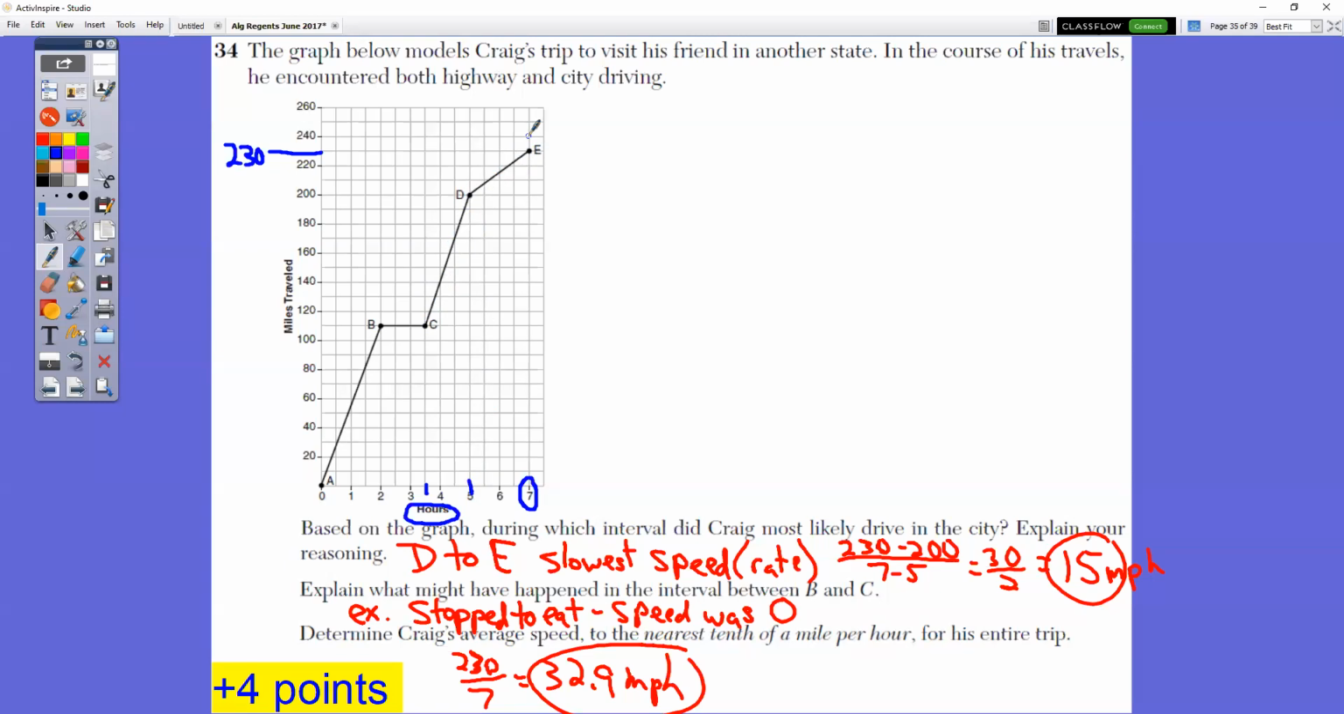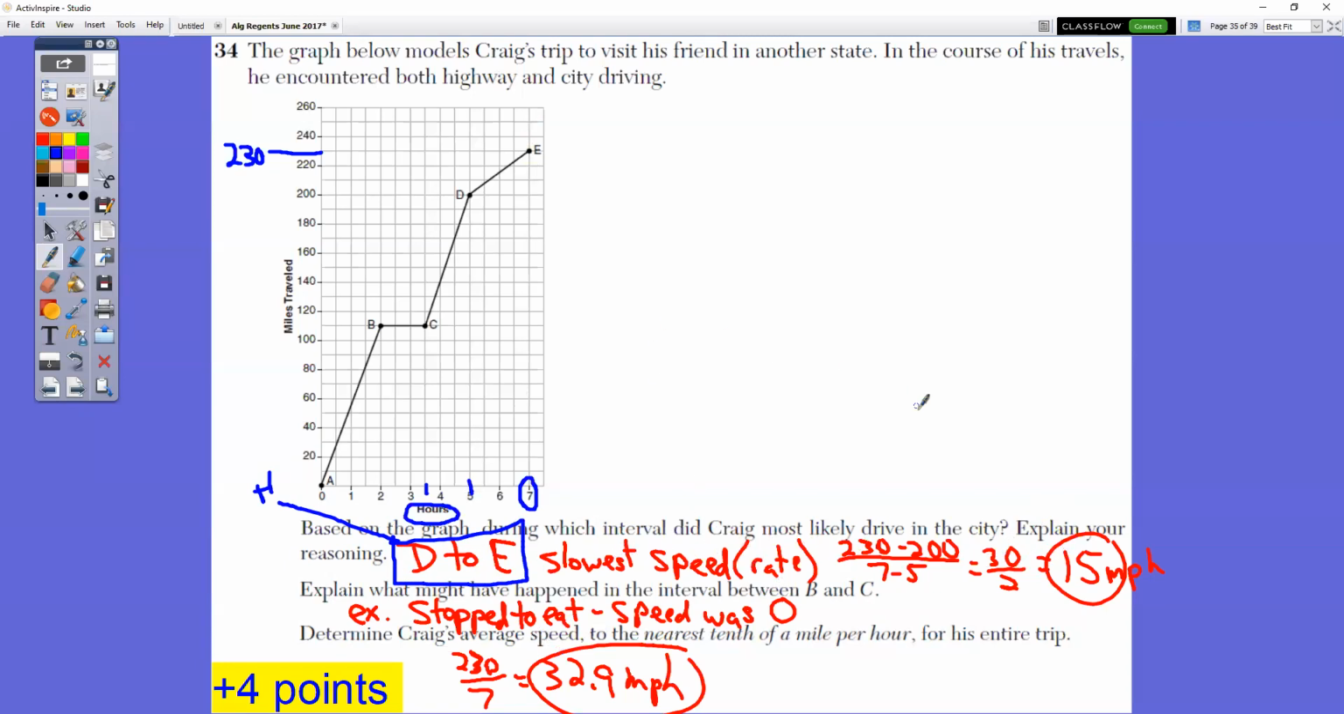Yeah, very easily. Right? Very easily. So the correct answer here is D to E. All right, that's the segment. That's worth 1 point. If you said D to E, that's worth 1 point. Now, the explanation is worth the second point.